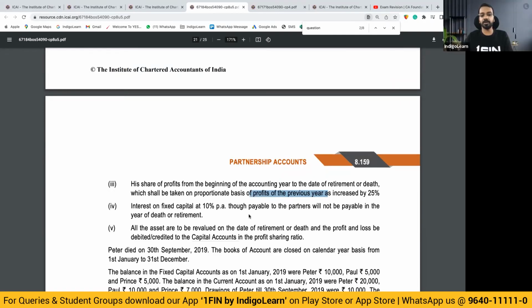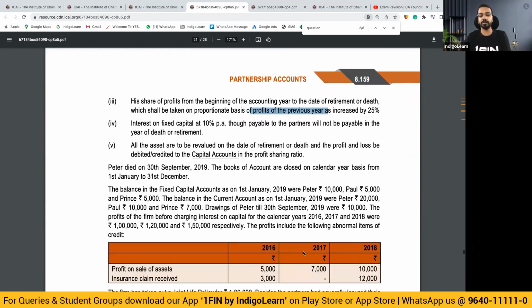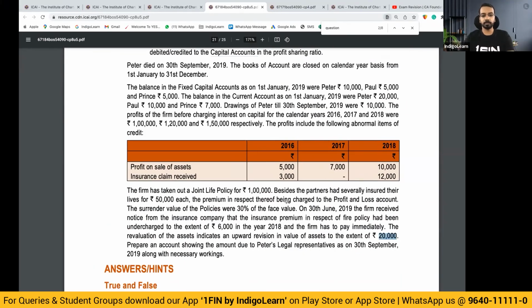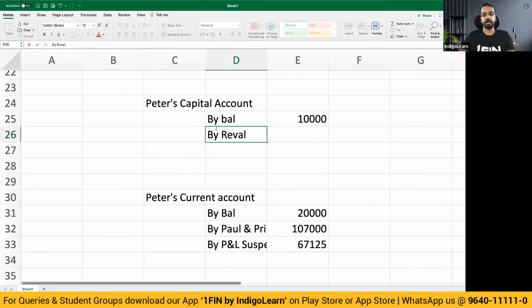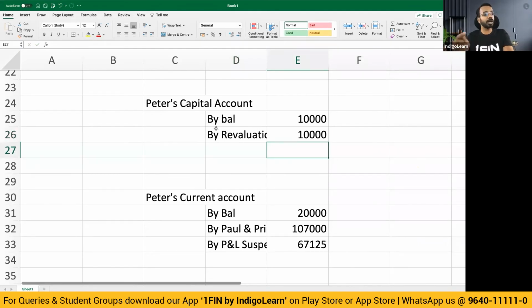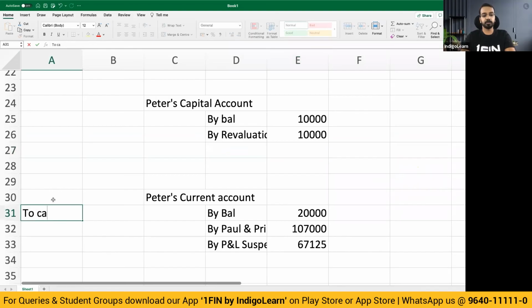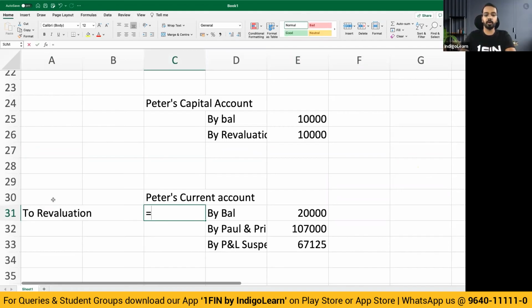Then revaluation. It says assets to be revalued and the profit and loss to be debited or credited to the capital accounts. Now, revaluation profit is 20,000 here. So in his capital account, you have by revaluation, half of that, 10,000. Then there is an unrecorded expense which you would be taking to your revaluation account, that will be debited. So to revaluation, or you can say to cash or bank, either way is fine. Amount was 6,000, of that half is pertaining to Peter, so 3,000 will be debited there.